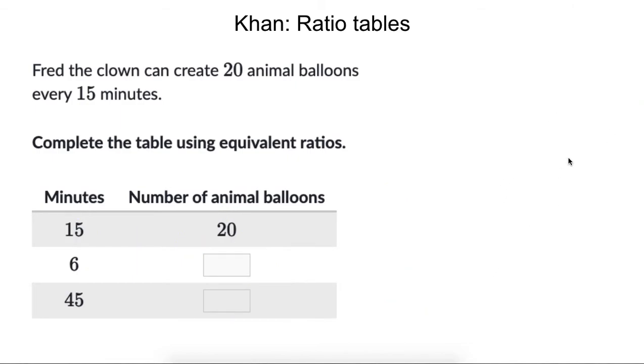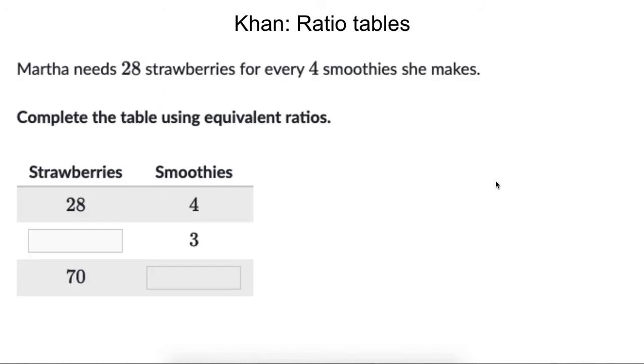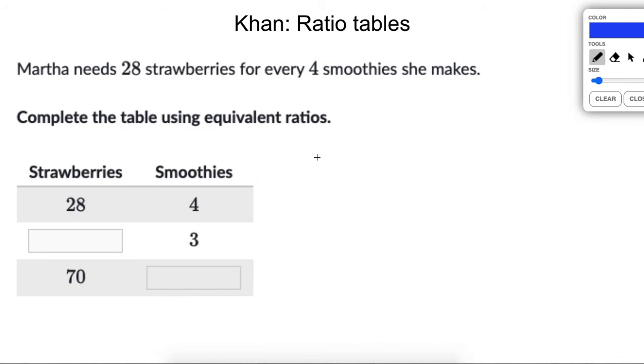Okay, so let's go ahead and look at another one here. Martha needs 28 strawberries for every 4 smoothies she makes. Again, we have a problem here because 4 won't go into either one of these. So we'll start by reducing that. We have 28 to 4, and 4 goes into both of those. So let's divide by 4 over 4. We're going to reduce that clear down, and that would be 7 to 1. So we know our simplified ratio is 7 to 1. So 7 strawberries for 1 smoothie.